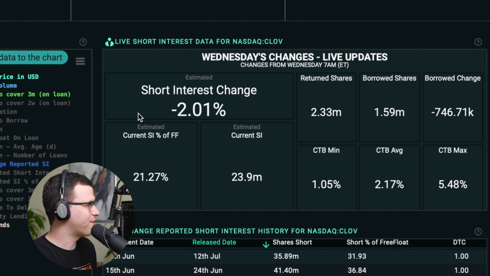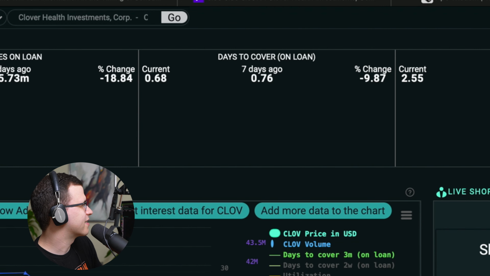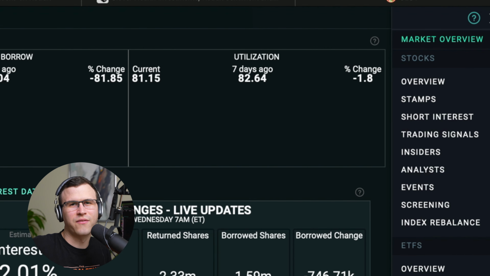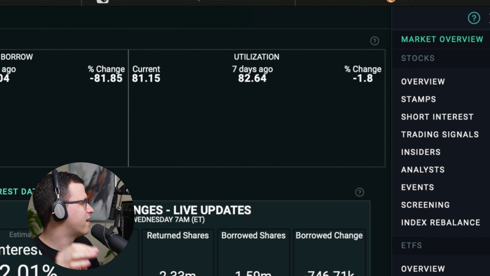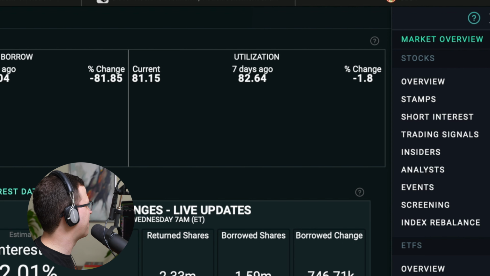The cost to borrow average is sitting at 2.17%, and the cost to borrow max is at 5.48%. If you look at the days to cover, right now we're at 0.68 days with a utilization rate of 81.15%. So great data as always to see from Ortex.